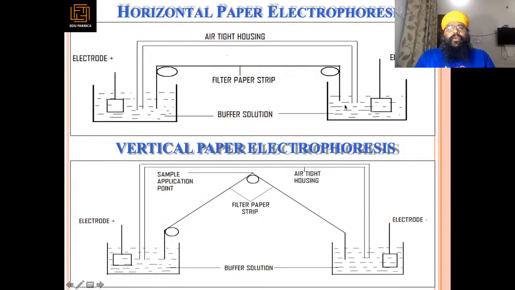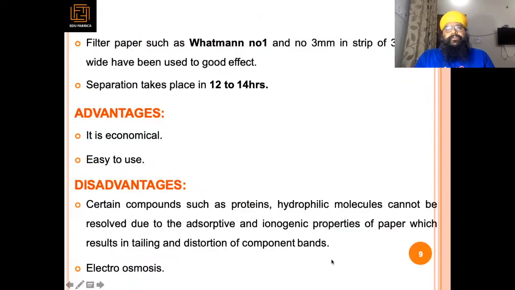The horizontal type is totally enclosed, with an airtight housing with positive and negative electrodes in the two buffer solutions. The main difference in vertical paper electrophoresis is that there is a filter paper strip on the top around the buffer solution. Filter paper such as Whatman number 1 or number 3 could be used, which has quite a good effect, and separation in paper electrophoresis takes around 12 to 14 hours. It's quite a lot of time.